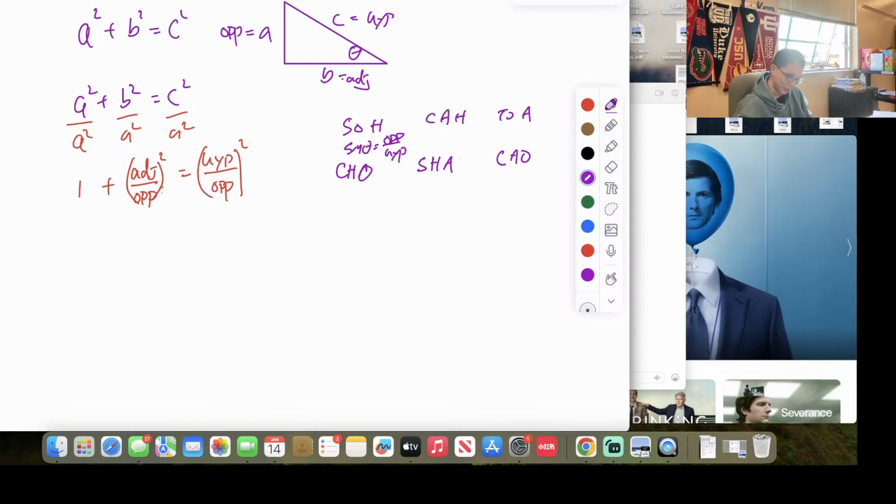Okay, what's the A over O here? See, that's 1 plus what? Cotangent squared of theta, right? Do you see H over O? So it's cosecant, right? Does that make sense?